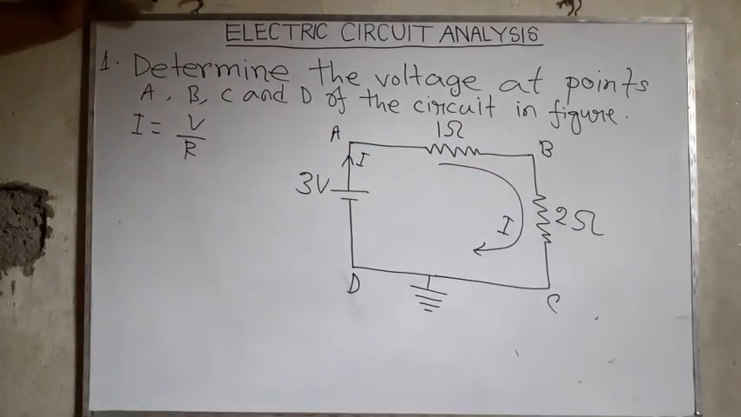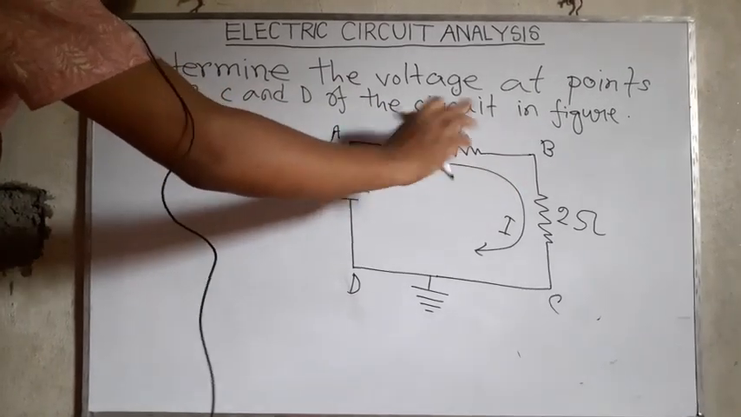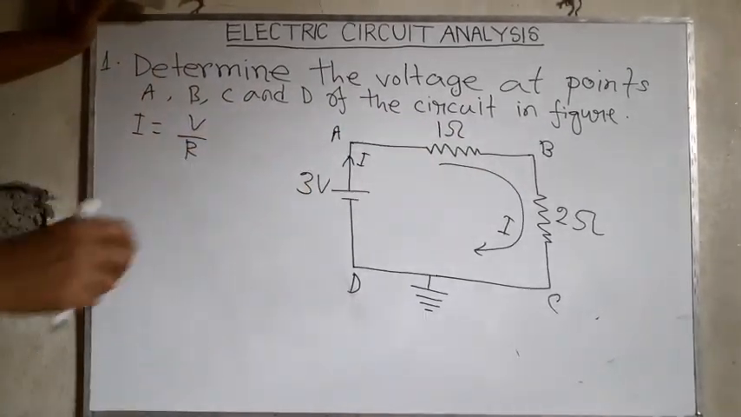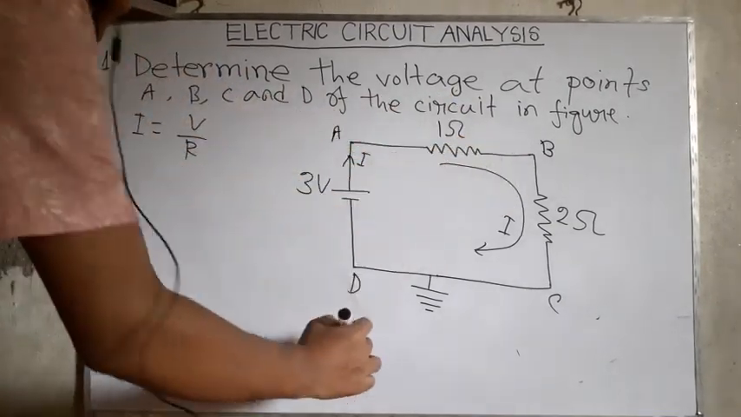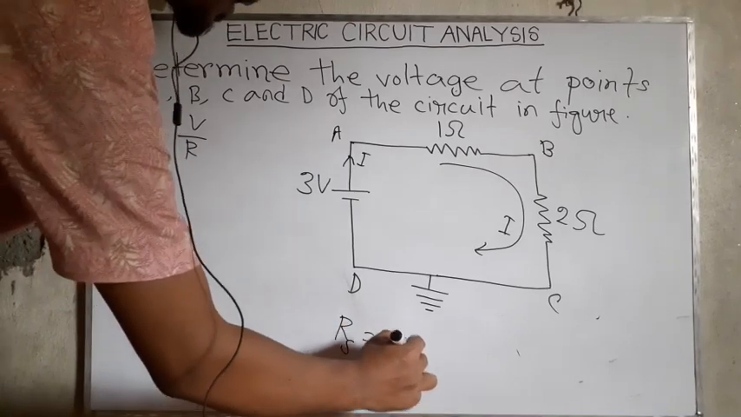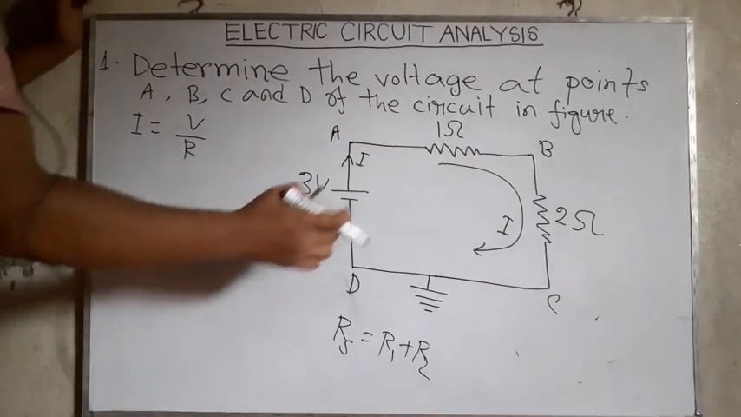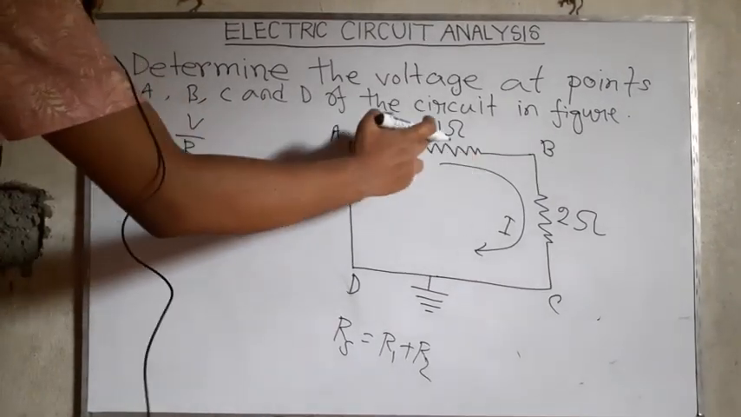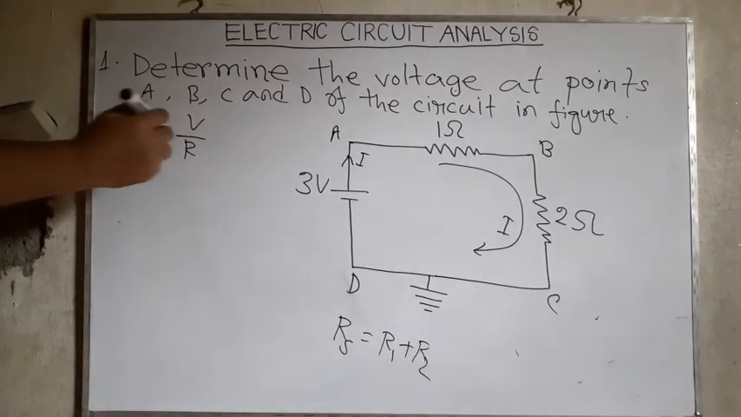In a series circuit, 1 ohm resistance and 2 ohm resistance are connected in series, therefore their equivalent resistance will be 1 ohm plus 2 ohm. That is, equivalent resistance in a series circuit is equal to R1 plus R2. By this rule, the equivalent resistance of this circuit is 1 ohm plus 2 ohm, which is equal to 3 ohm.